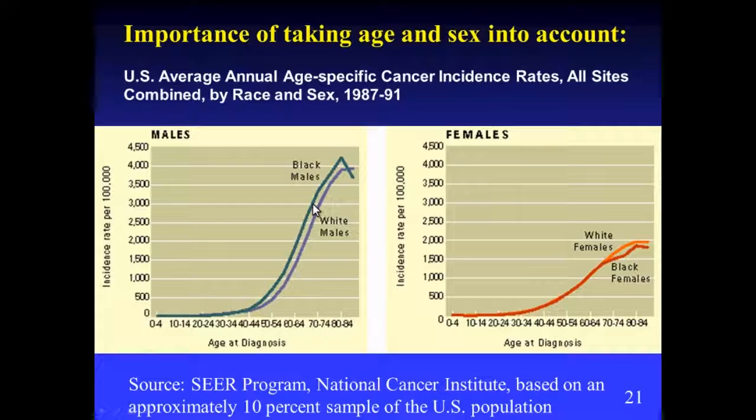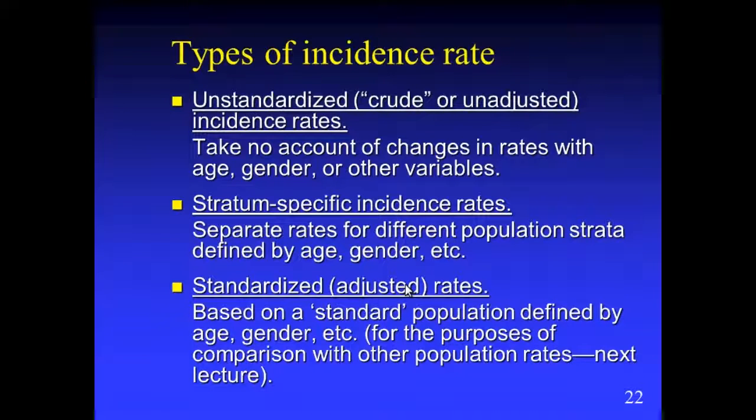So we can stratify these populations and calculate incidence rates for each of those subpopulations defined in terms of, say, age and sex and racial group. But the problem is that when we do that, we end up with a huge number of different rates. To get around that problem, we don't want to have to deal with many different rates, we have methods to standardize or adjust rates so that we can compare across different populations.